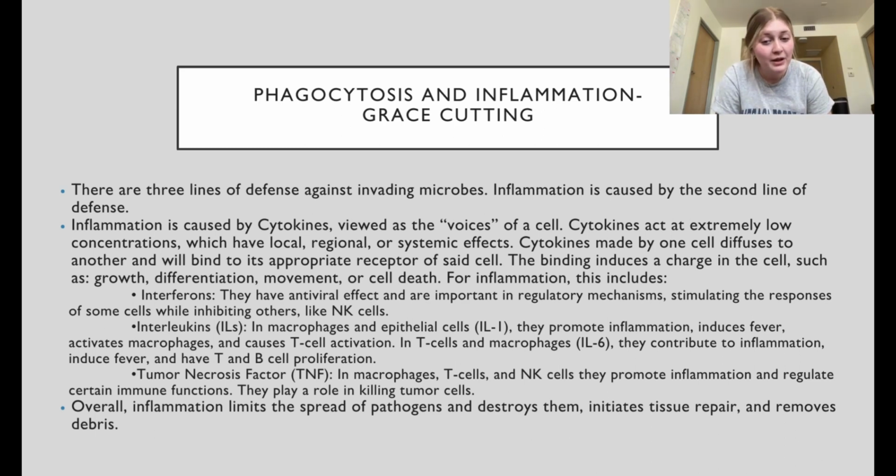Interleukins are made by macrophages and epithelial cells. They promote inflammation, induce fever, activate macrophages, and cause T cell activation. In T cells and macrophages, they contribute to inflammation, induce fever, and promote T and B cell proliferation. Tumor necrosis factor, or TNF, is made by macrophages, T cells, and NK cells. It promotes inflammation and regulates certain immune functions. They play a role in killing tumor cells. Overall, inflammation limits the spread of pathogens and destroys them, initiates tissue repair, and removes debris.